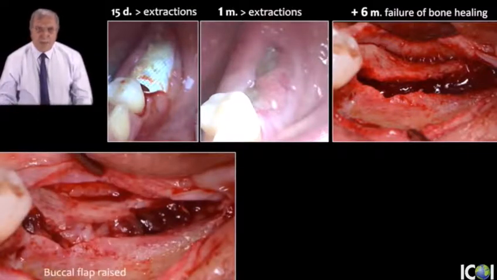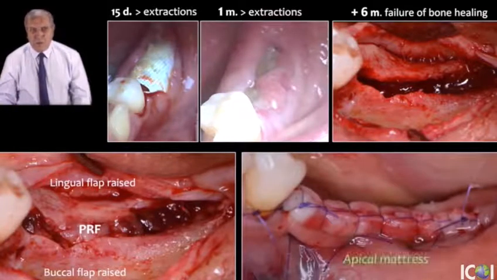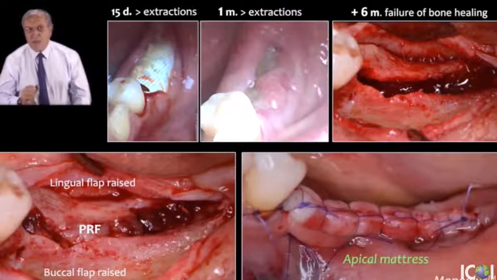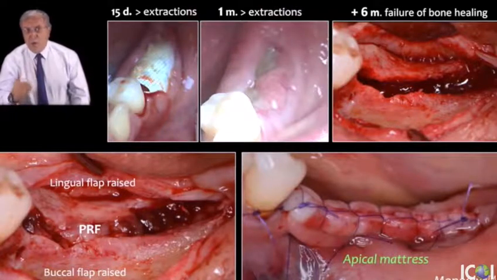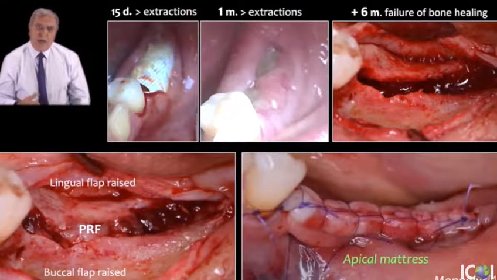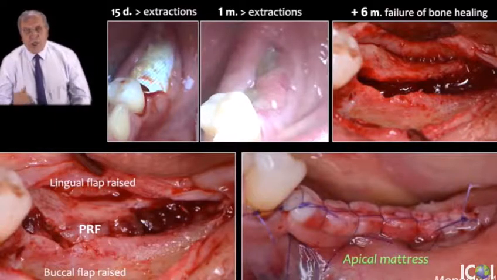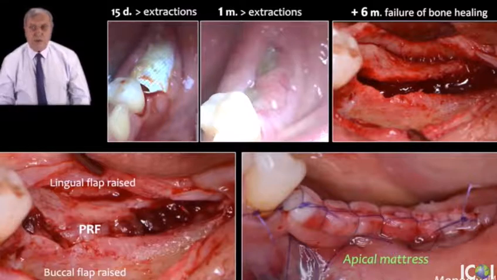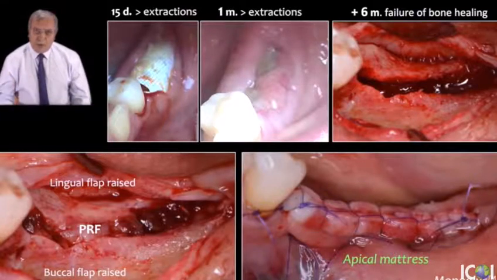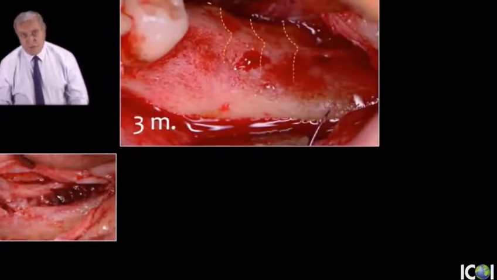To fill the gap. Again, whatever you use to fill the gap. But in this case, you can see that we have 2 flaps, one lingual and one buccal. If we follow the literature, we will say definitely we will lose the bone because we raised a flap. But we don't agree with this theory. For us, the only action is to fix the flap and remove the tension. This is what we did. Apical mattress, fixing the flap, and then we can see what happens after 3 months.